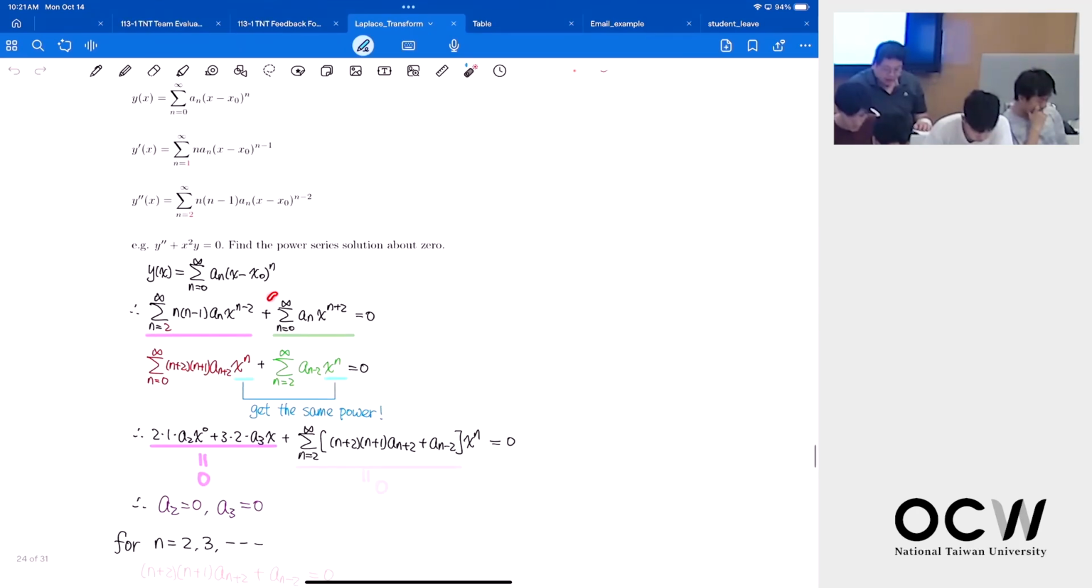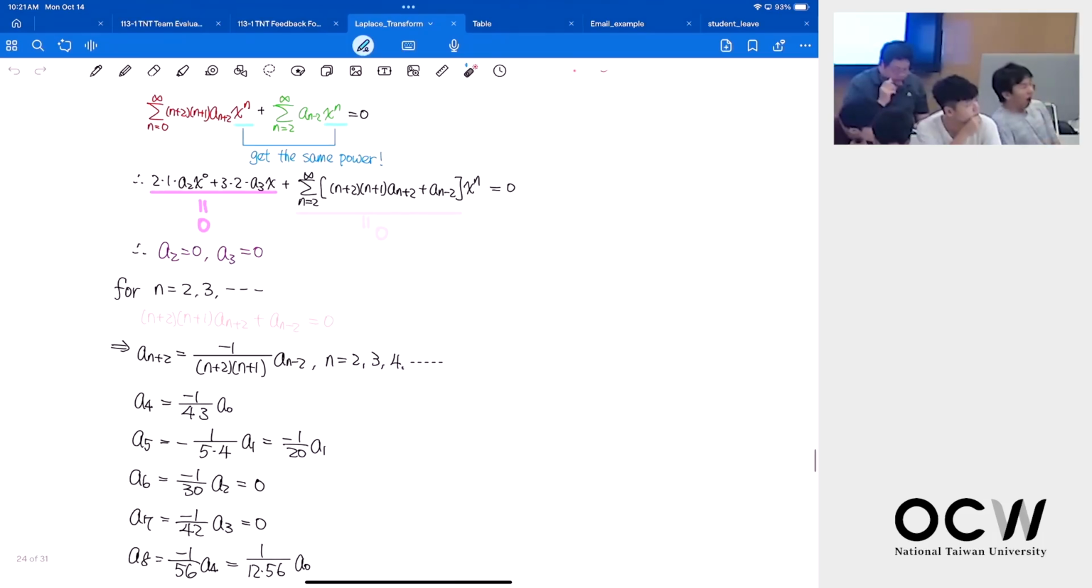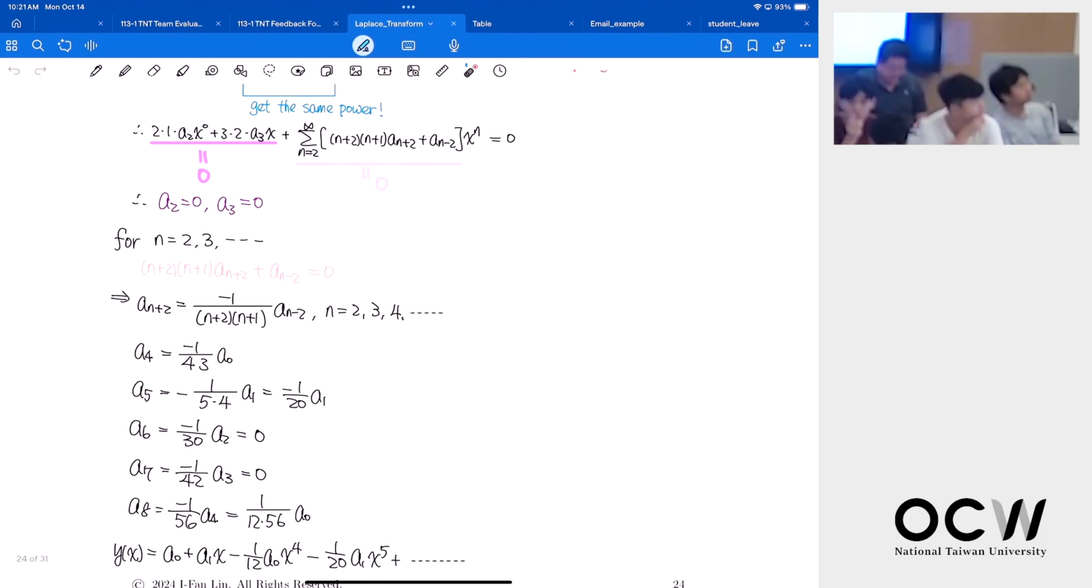Then we need to rearrange that. We put all the power in one summation and then compare the coefficients. Then we will see we have recursive relations about the coefficients. Once we have some coefficients like A2, A3 is 0, then we can get the rest of the coefficients.